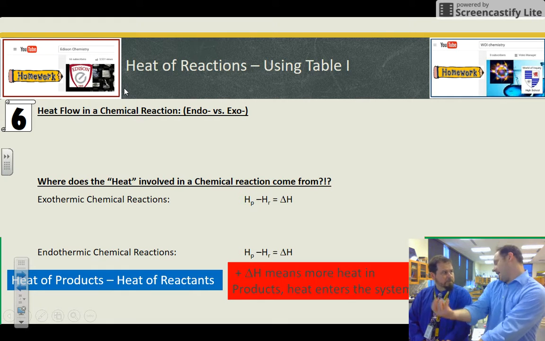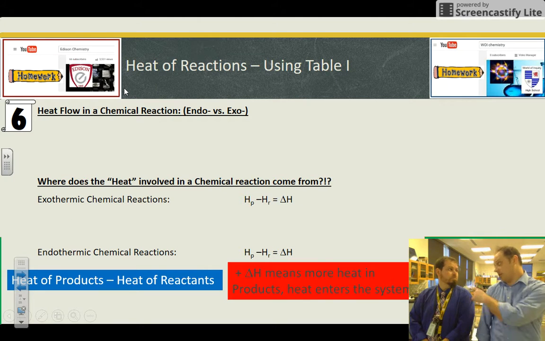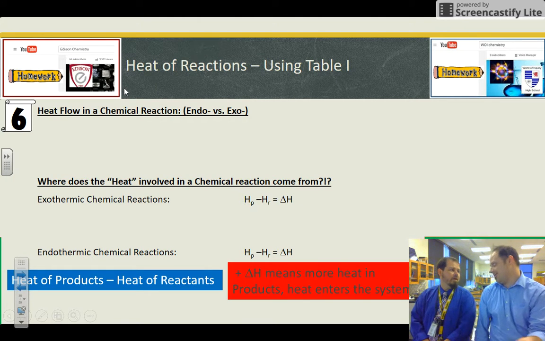Maybe it was a burner that I had to put heat in to make it happen. Sure. Right, to get the water to boil to make some noodles. Well, that's a physical change. True. We're talking chemical change. Oh yeah, you're right. Thanks.